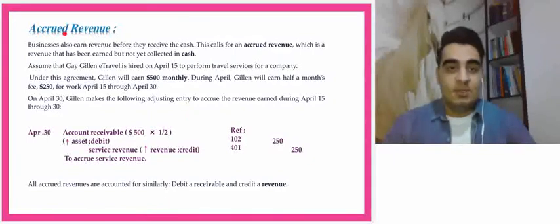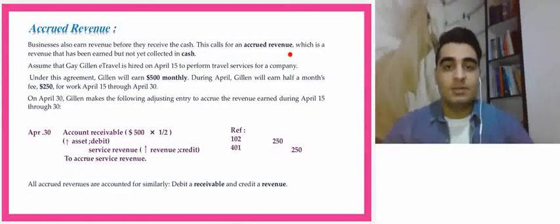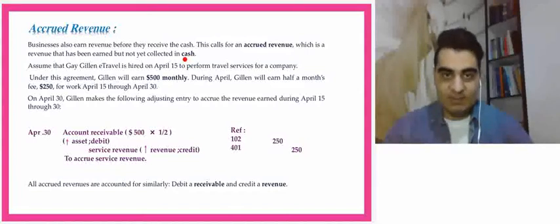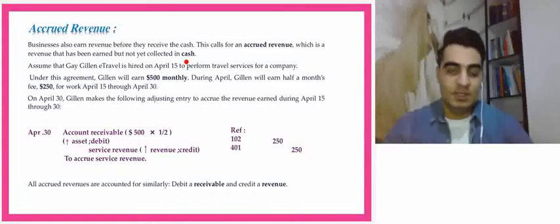And the next adjustment, which is adjustment 5, will be accrued revenue. This one is pretty similar to our accrued expenses. Businesses also earn revenue before they receive cash. It happens a lot. I'm sure you already know that. This calls for an accrued revenue, which is a revenue that has been earned but not yet collected in cash. So it happened, our revenue happened, we have earned it, but we haven't collected cash yet.